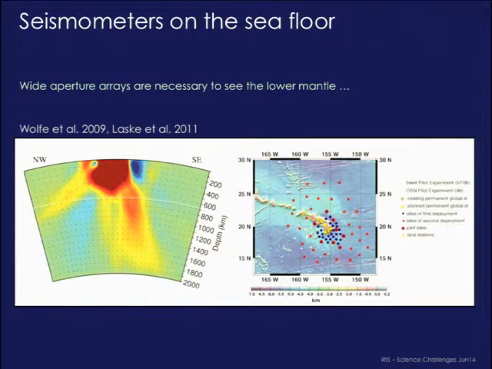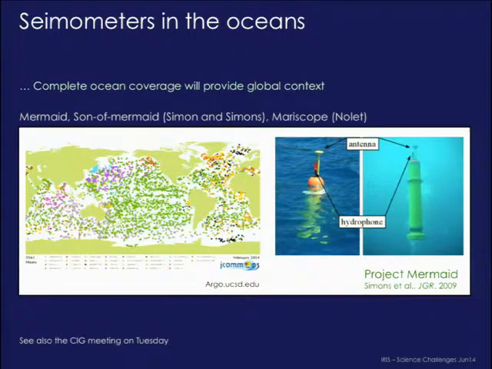So the networks that we would like to see being developed are networks on the ocean seafloor, like the one that was used to make the plume image of Hawaii. And on the right is an image of the plume array that involved ocean bottom seismometers in the Pacific. So these are seismometers on the seafloor. There are ideas also to put seismometers within the water column itself, and these are ocean floats. And there's an entire SIG meeting on this tomorrow.